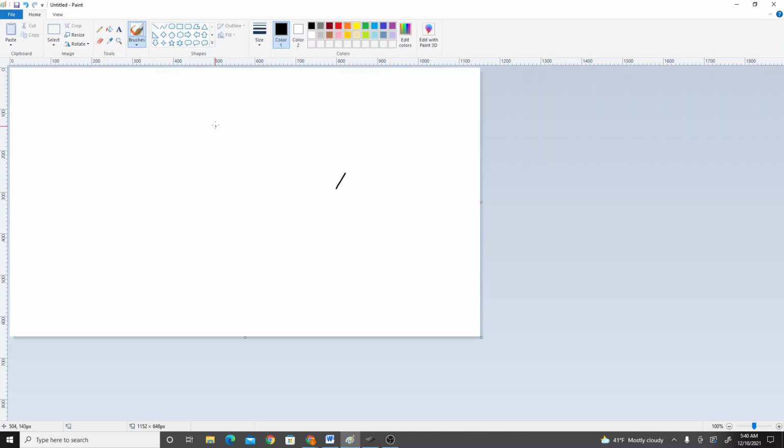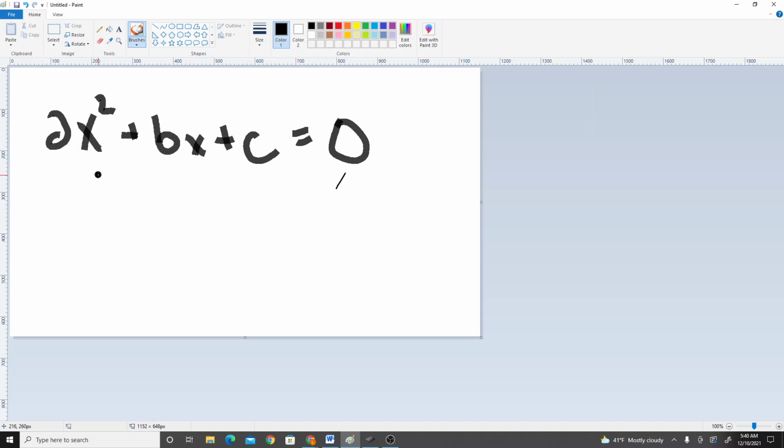This one is how to derive the quadratic formula. So, to do that, you want to start off with this right here. Okay. Start off with the quadratic equation, ax squared plus bx plus c, and we want to solve for x. That's our goal here. So we can factor out, we can do completing the square.